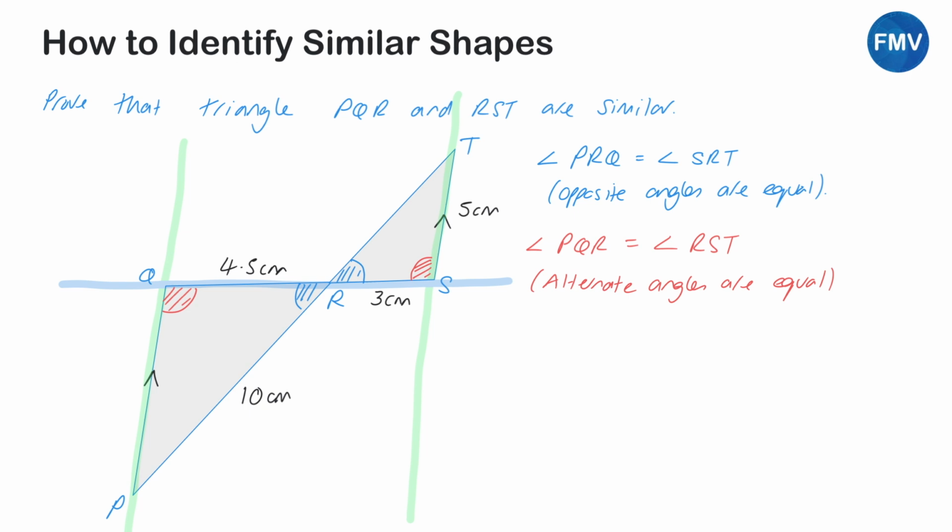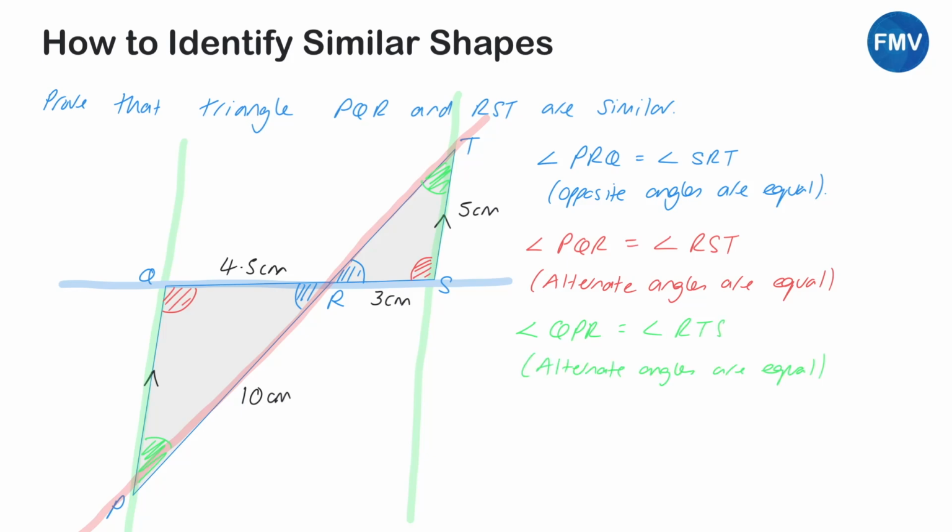So we have now shown that two angles in both triangles are equal. Now we've got the green parallel lines. We've got a different transversal line cutting through it, and this time we are looking at this angle here and this angle here. That's exactly the same rule that we've just used, just a different way around. So now we can say angle QPR is equal to angle RTS, and again, that's alternate angles are equal.